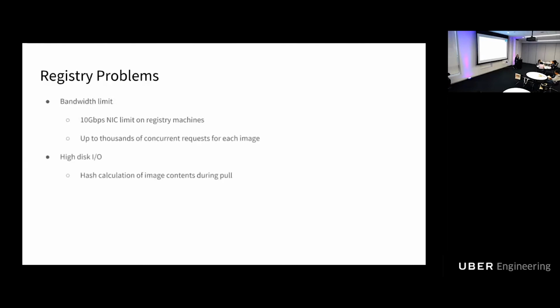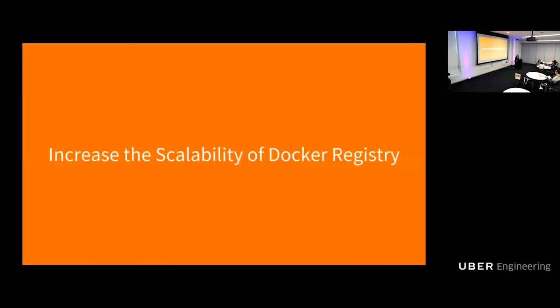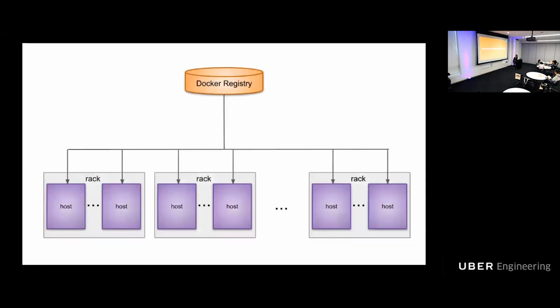So here are the Docker registry problems. The first one is network bandwidth. For each of our Docker registry hosts, we currently have a 10G NIC limit. And with that, we need to support thousands of concurrent requests. It also creates high disk I/O because when you pull and push an image from Docker registry, the registry will hash the image content. So how do we increase the scalability of Docker registry?